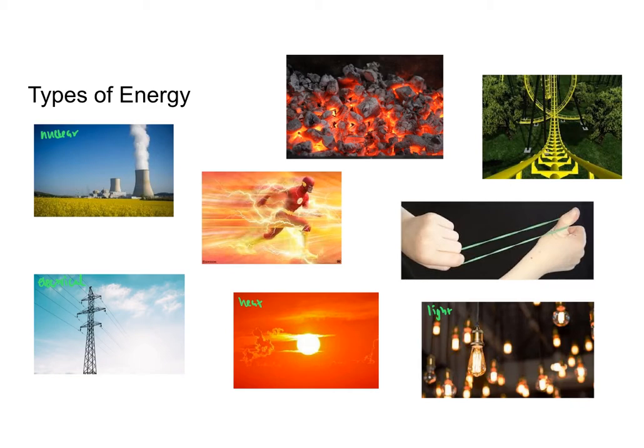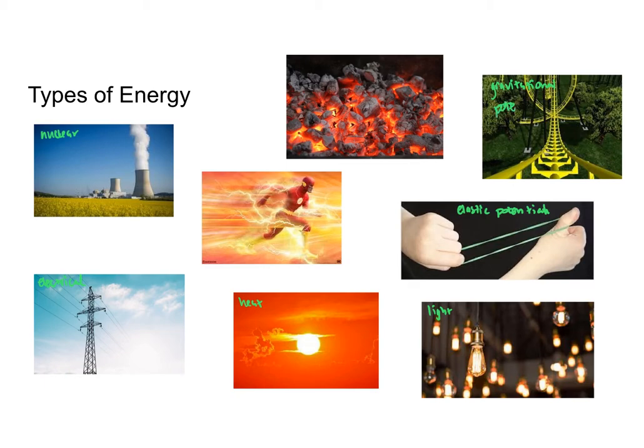We have elastic potential energy, which is the energy stored by stretching out a rubber band or a spring. So that's kind of the energy that results in that rubber band moving quickly once you release it. Another kind of potential energy is gravitational potential energy.